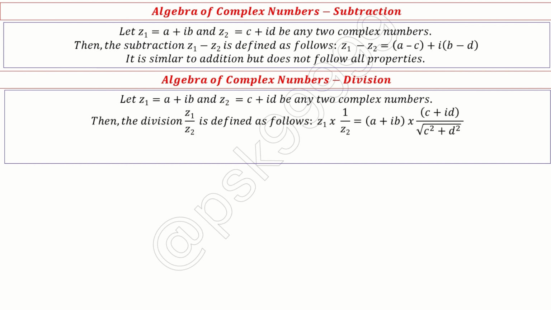Similarly, division. Yes, division is possible. How to do it: first, you take Z1 into 1 by Z2. Z1 by Z2 is nothing but Z1 into 1 by Z2, and 1 by Z2 is the multiplicative inverse of Z2. We have seen that for C plus iD, it is the conjugate divided by C square plus D square. If you take this, it's possible.